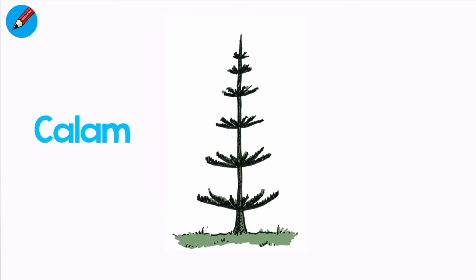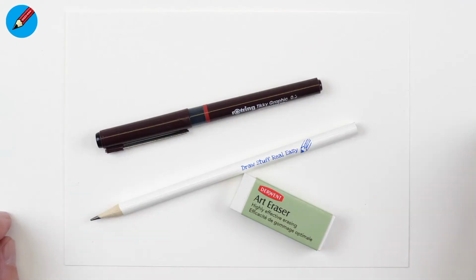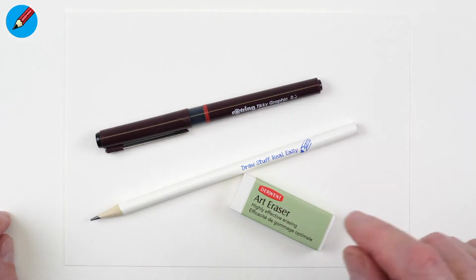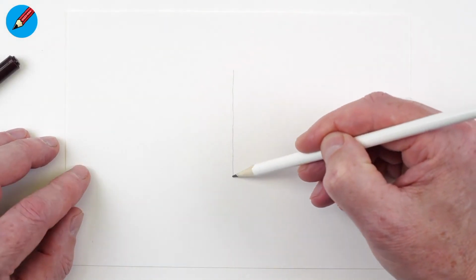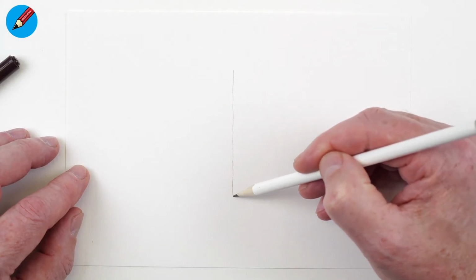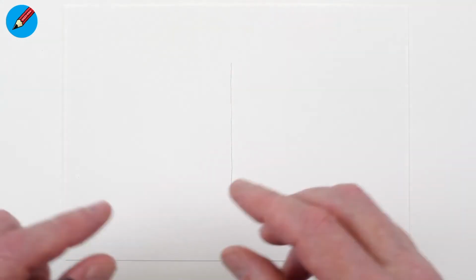This video shows you how to draw a prehistoric tree for your dinosaur pictures. You're going to need a pen and a pencil and an eraser. Now we're going to just draw a line down the middle, and that's basically all we need, I think. And that is just a really simple guide to make sure that we're drawing it vertically and in the middle of the page.